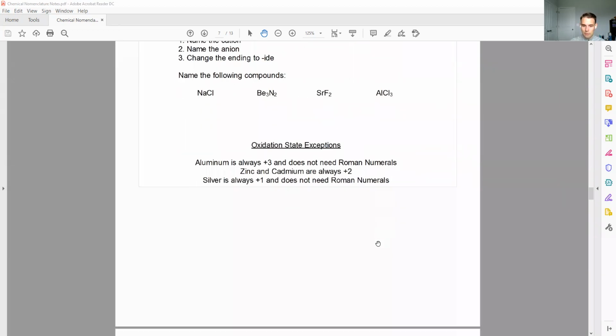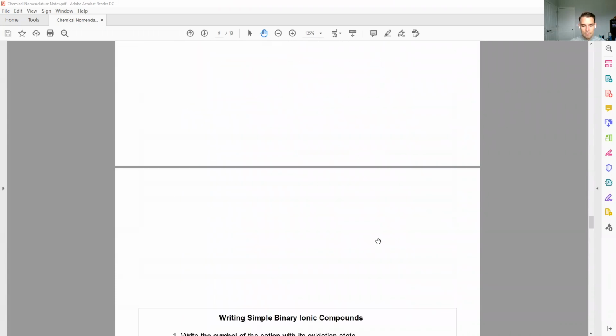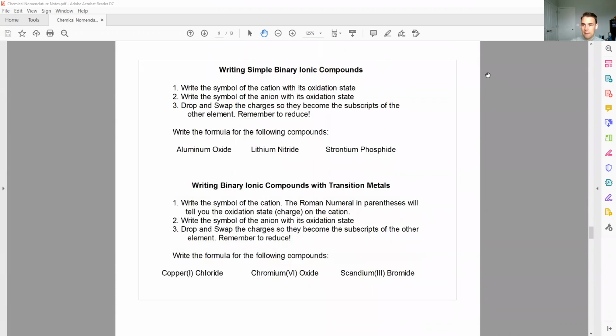Now I'm going to flip to the page after the next one, to write them. So how do we write these simple binary ionic compounds? Take a cation, write the symbol with its oxidation state or charge. Then I write the symbol for the anion with its oxidation state or charge. Then I take the charges and swap them, and they become the subscripts. Now, with ionic compounds, we can reduce if possible.